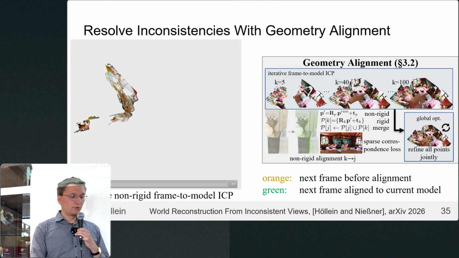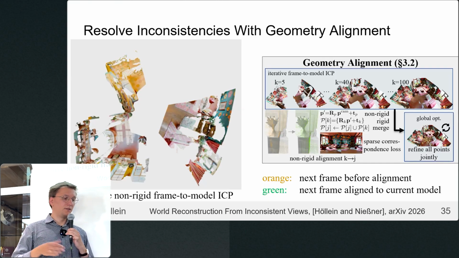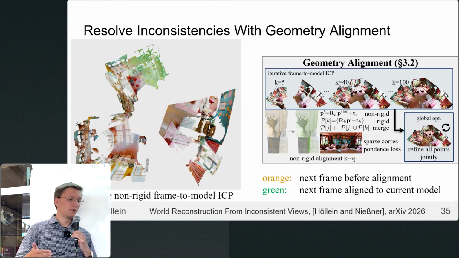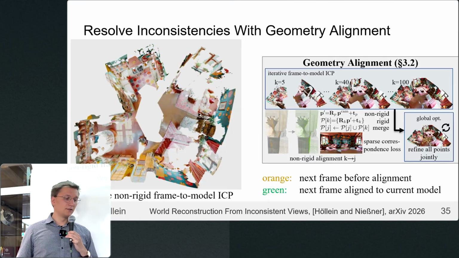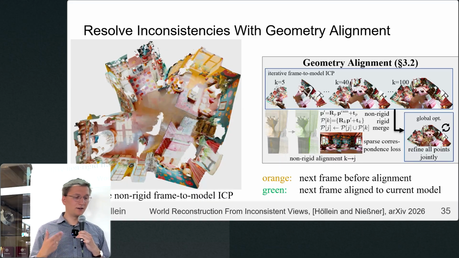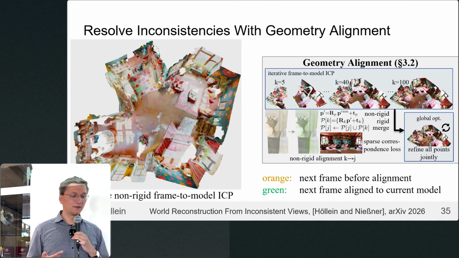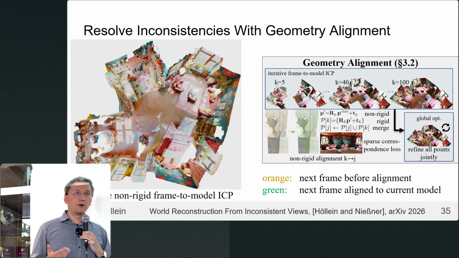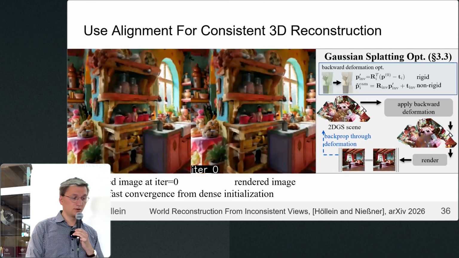And we can visualize this on the left, where orange is the point cloud before alignment, and you can see it's off, and now it's moved in green towards the existing surface. And we iterate this over all the frames that we generate, and eventually we have a point cloud that doesn't have these misalignments anymore. And this point cloud is now the improved starting point of our 3D Gaussian splatting reconstruction.